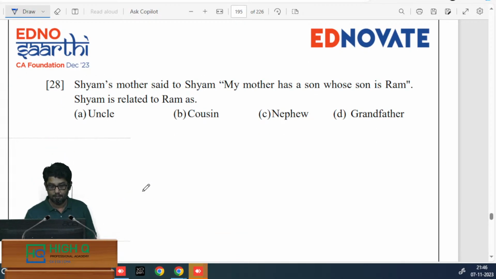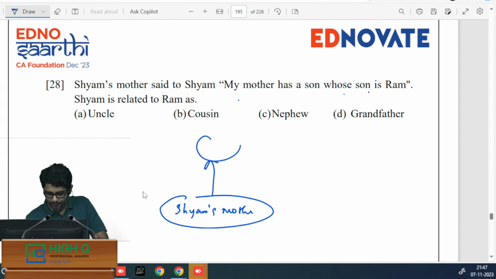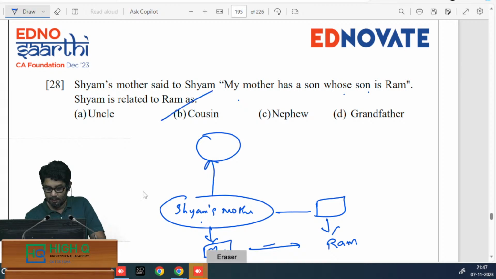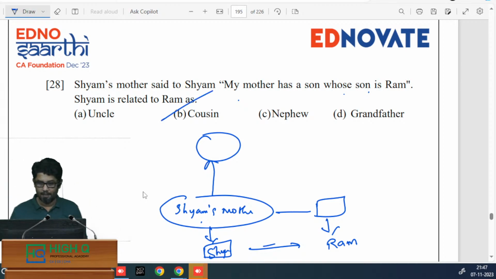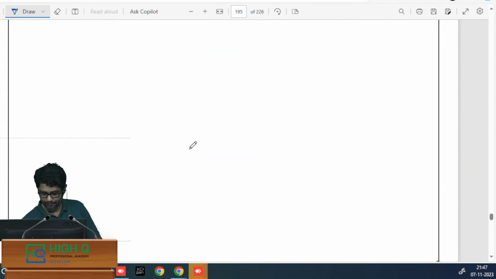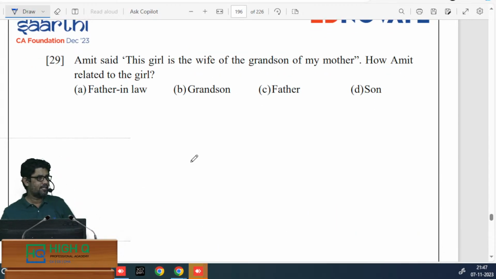Shyam's mother said to Shyam, my mother has a son whose son is Ram. Shyam is related to Ram as what? See, listen here. This is Shyam's mother. Shyam's mother has a son whose son is Ram. So, of course, Shyam and Ram are cousins. Only conversation type. Did you all notice, my dear?